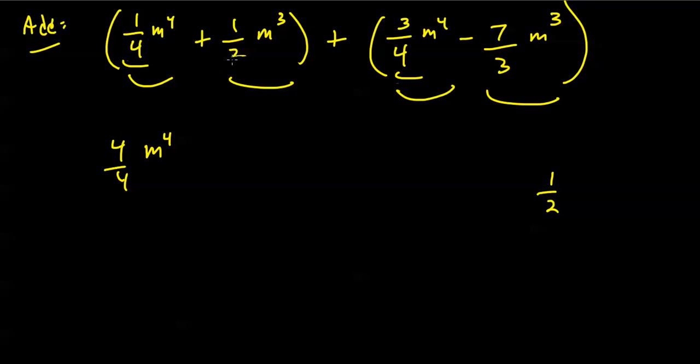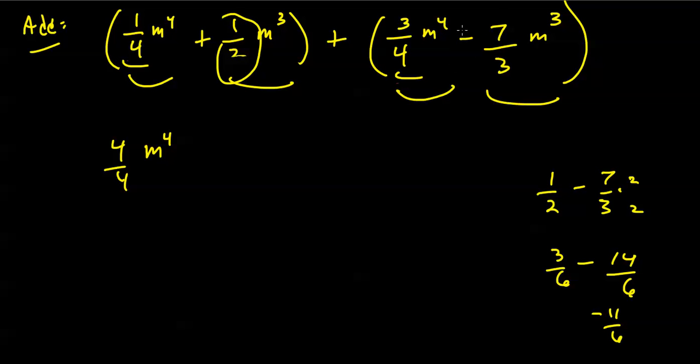When I'll need to take 1/2 and subtract 7/3. Of course, I'll need a common denominator. Multiply top and bottom here by 3. I'll get 3/6 minus, multiplying top and bottom here by 2, I'll get 14/6, and 3/6 minus 14/6 is, of course, negative 11/6, adding or subtracting these coefficients as indicated. So minus 11/6 times m cubed.